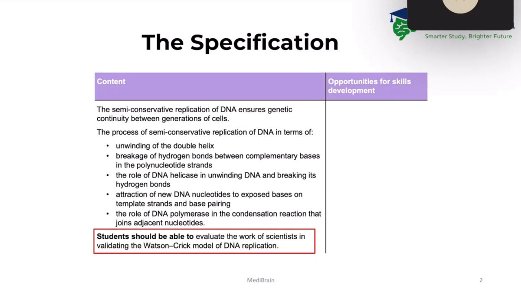Okay, so this is the part of the specification that we are going to be focusing on. We're going to be evaluating the work of scientists in validating the Watson and Crick model of DNA replication. All this first part we've already looked at in our last lesson. Okay, so we're going to start off with an overview of the Watson and Crick model of DNA replication.